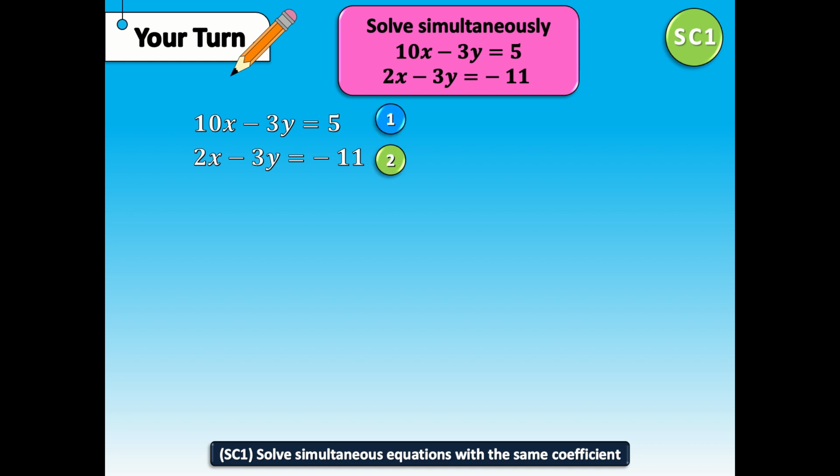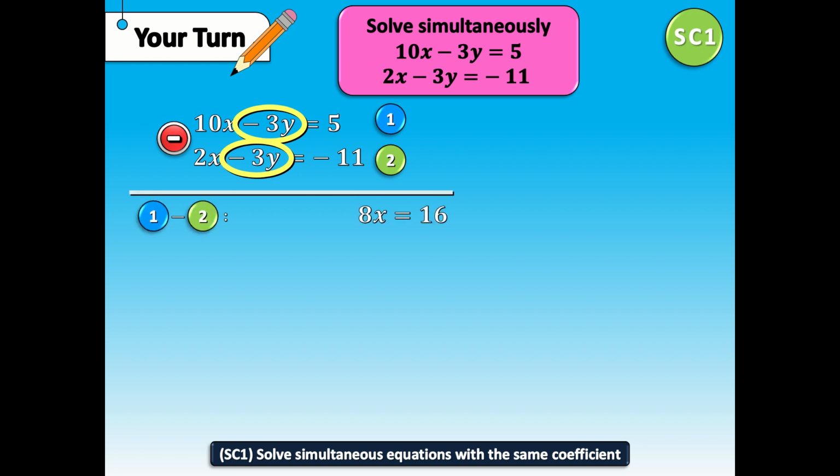So for this question, if we number them equation 1 and equation 2, they're both 3y and they're both negatives. So because the signs are the same, I'm going to subtract them. So 10x take away 2x is 8x, and minus 3y take away minus 3y would be 0, because 2 minuses make a plus. So what you're actually doing is doing minus 3y plus 3y, which is 0. And 5 take away minus 11, again, two negatives next to each other make a positive, so it becomes 5 plus 11, so that'd be 16.